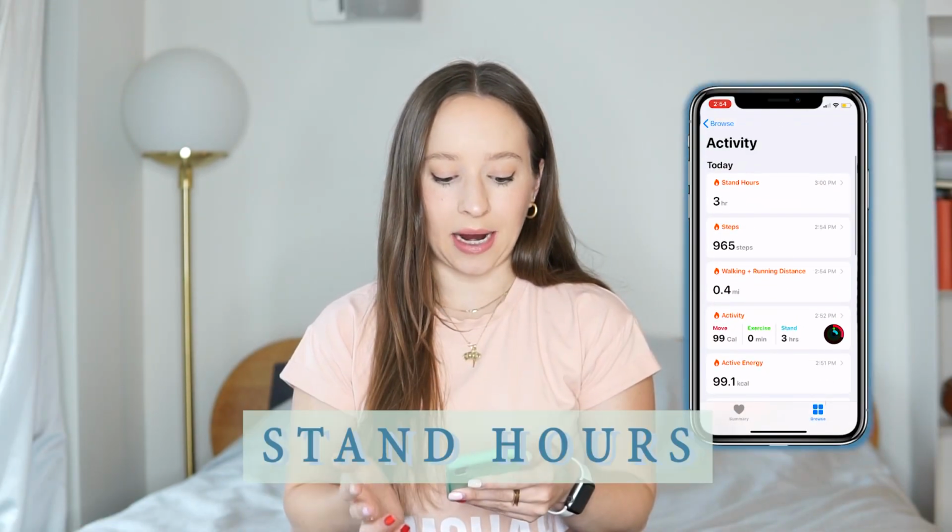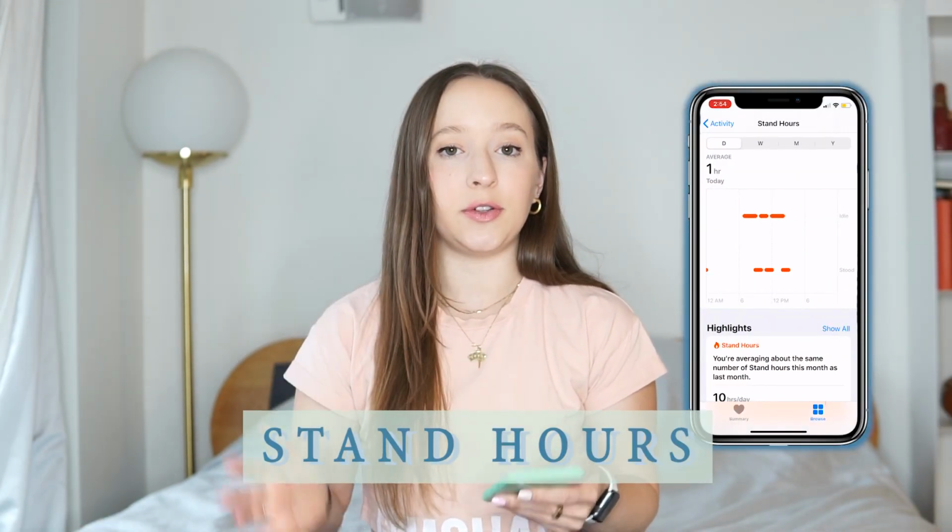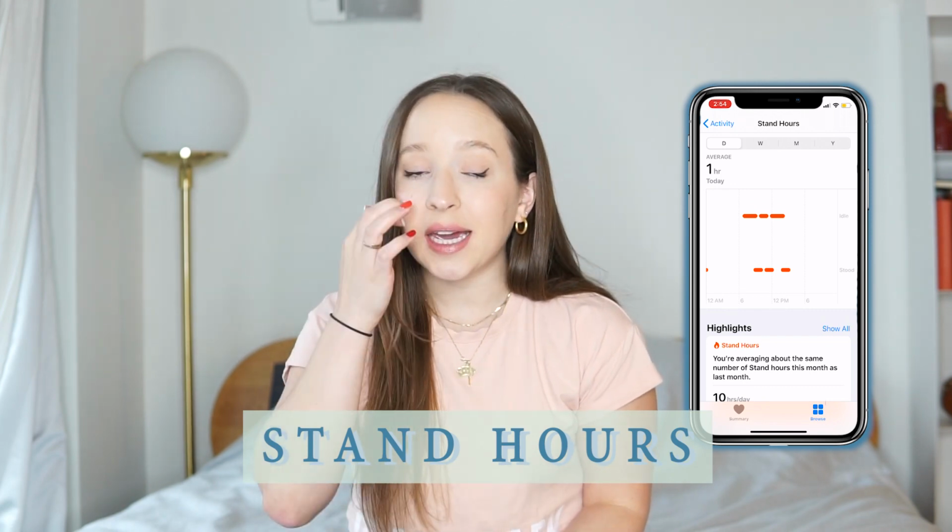So let's start with the stand hours. I like the stand hours because if you're someone who works at a desk all day and you don't have a standing desk, it will remind you, especially if you have a watch, to stand up and walk around once an hour. It's generally best for your metabolism and for your body to get up once an hour, do a lap around the office or a lap around the block, whatever it needs to be, just to get out of the posture of sitting for so long.